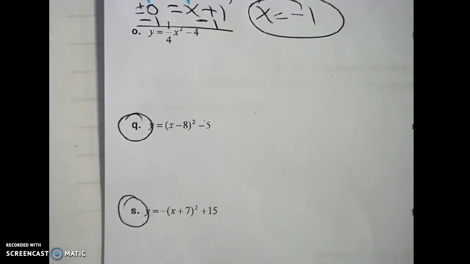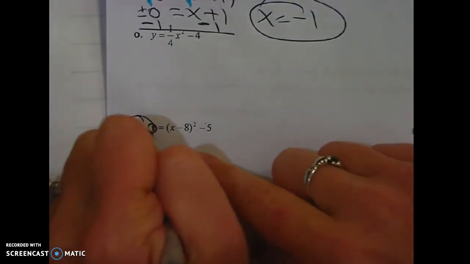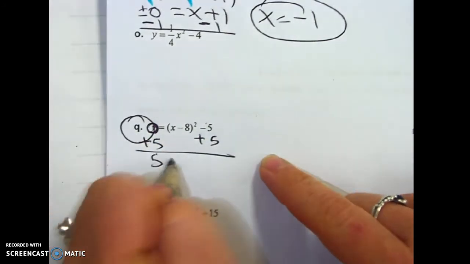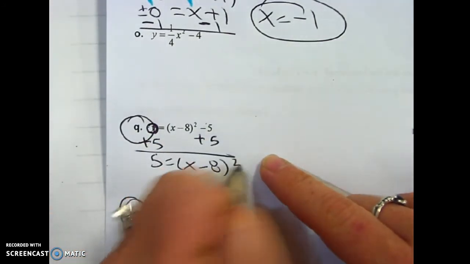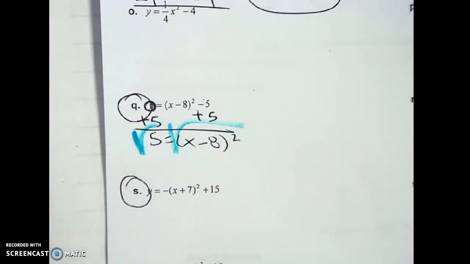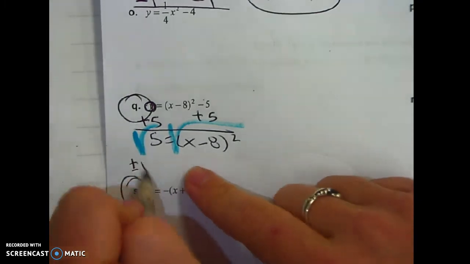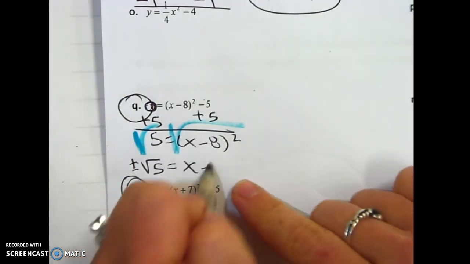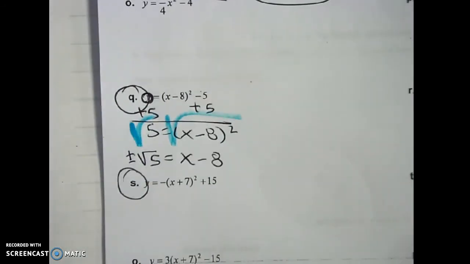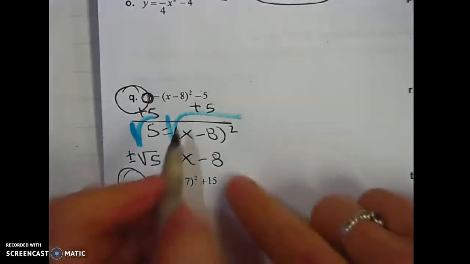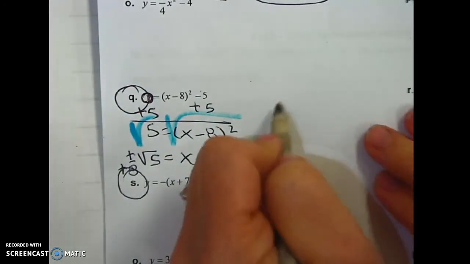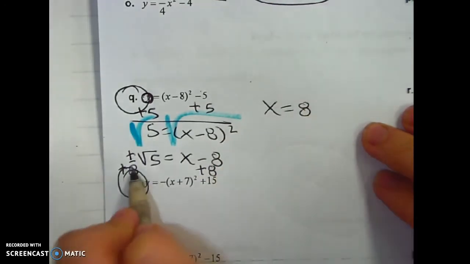Now I think you're getting the game, so I'm going to step it up. Set it equal to 0. Add 5, add 5. 5 equals x minus 8 squared. Now here's where it gets a little tricky, because if I try to square root this, I can't take the square root of 5. So you're going to see it like this. Because I can't take the square root of 5, I'm now going to go plus 8, plus 8. So x equals 8.